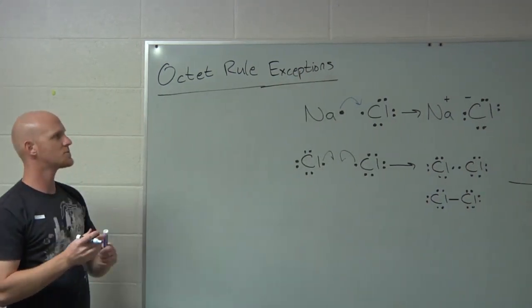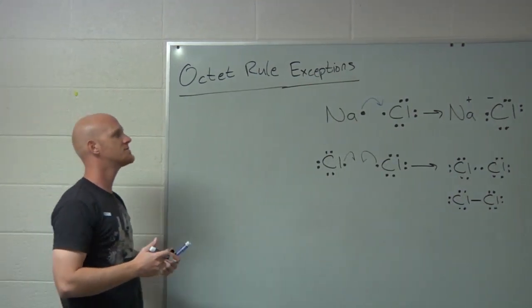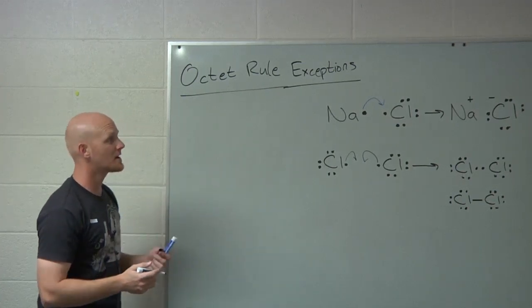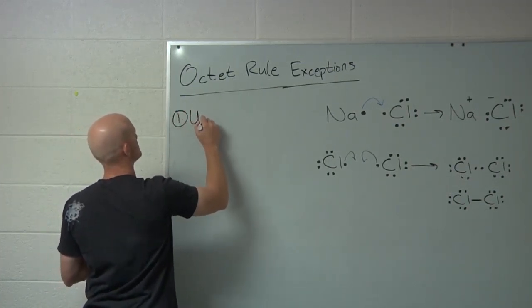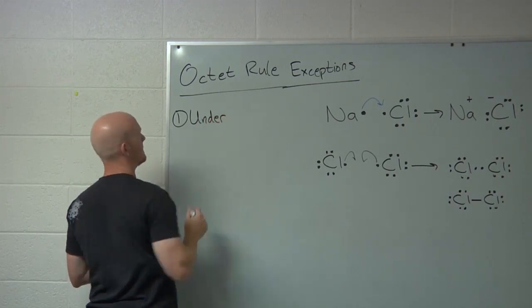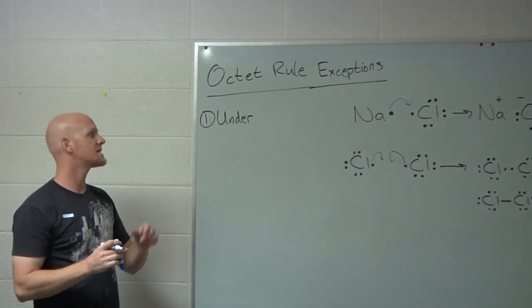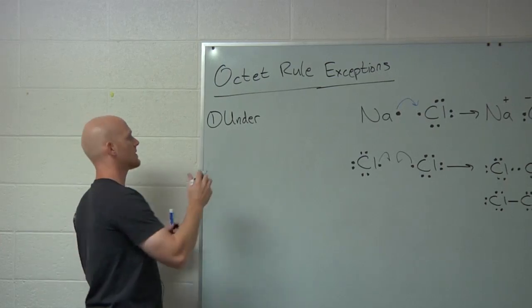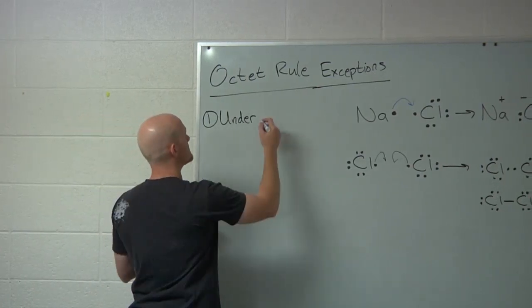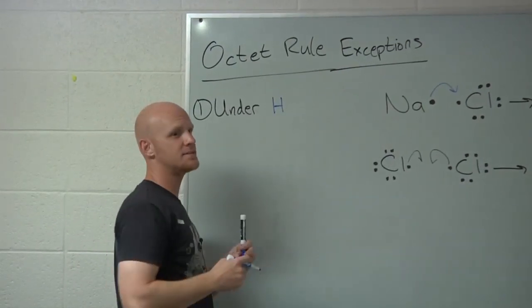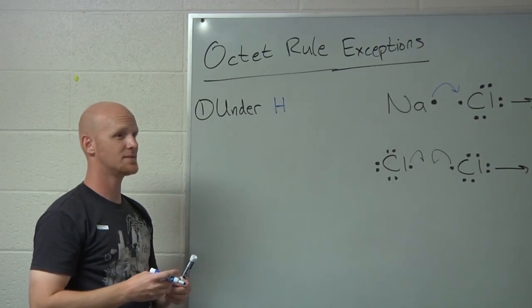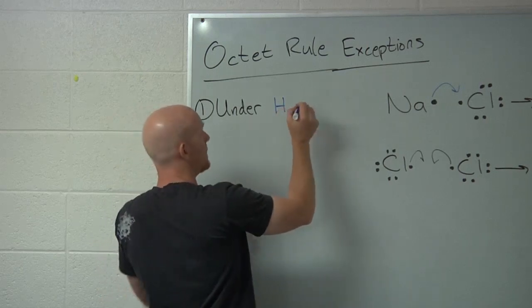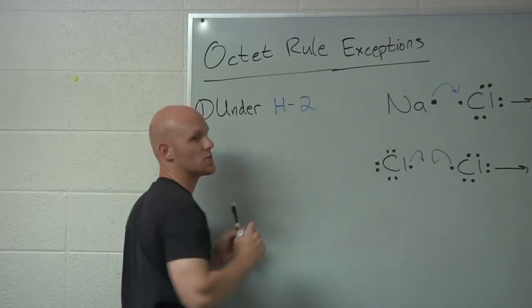So we've just seen a couple examples where they follow the rules. Before we get too far into drawing Lewis structures, let's talk about a couple exceptions. There are a couple exceptions that go under the octet rule. Hydrogen does not want a filled octet. Hydrogen wants to look like helium. How many valence electrons does helium have? Just 2. So hydrogen's like, I don't want 8, I just want 2.